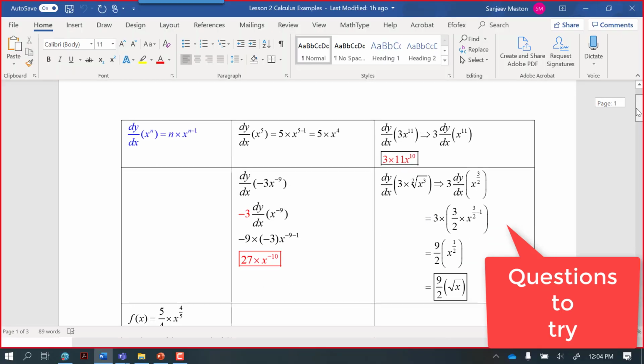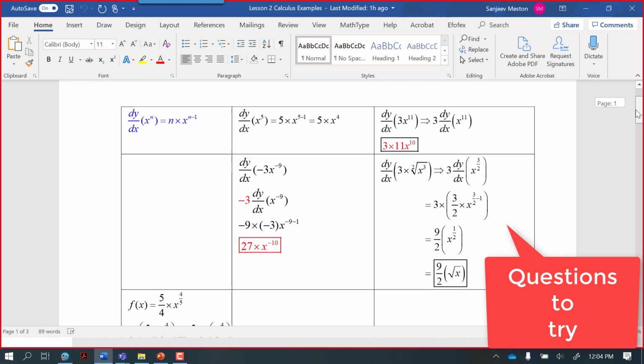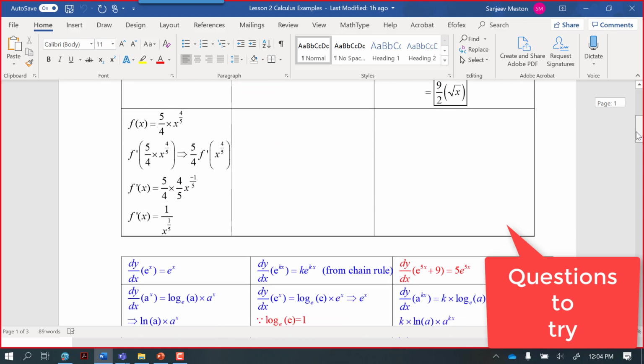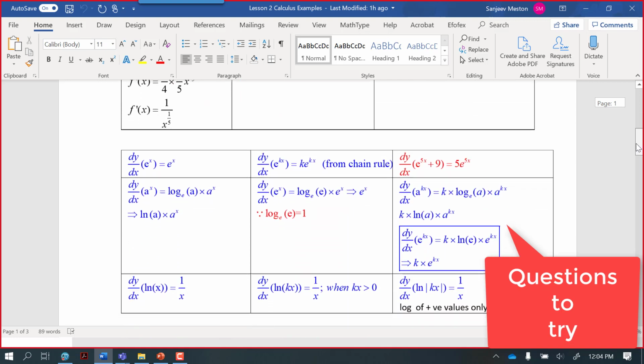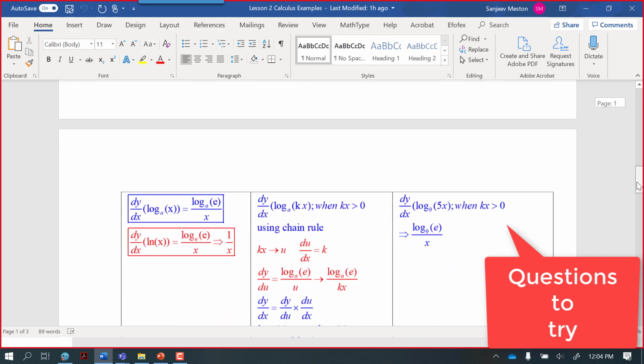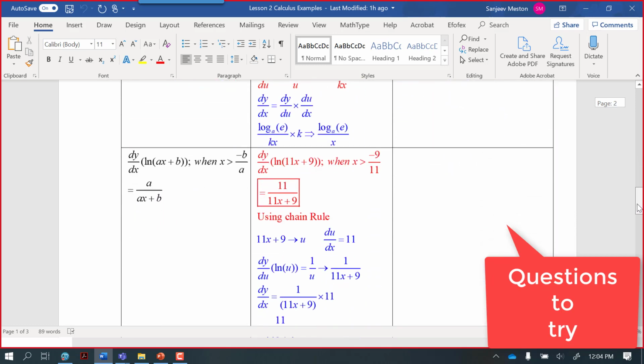These are some of the examples that I have done, and it shows the working and the solution. And then if I keep going, at some places it will say using the chain rule, and just some worked examples.